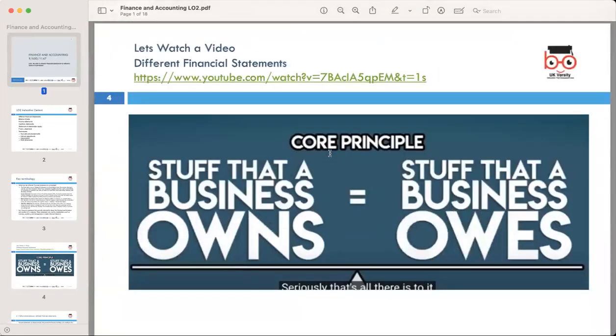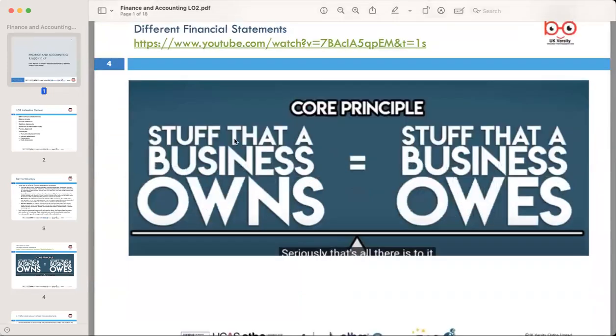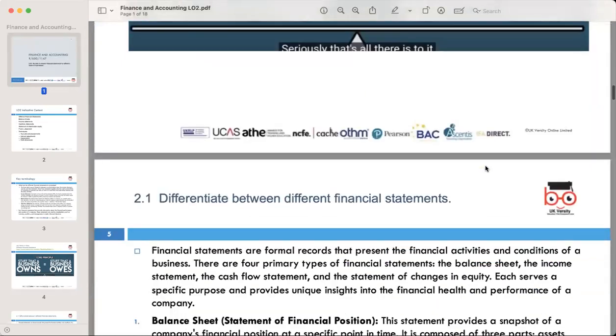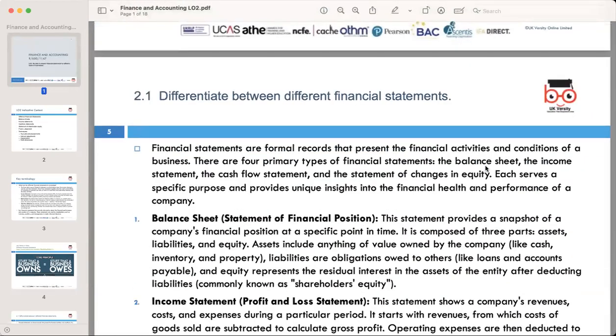The core principle is the stuff that a business owns and the stuff that a business owes. Differentiate between different financial statements. Financial statements, as we discussed, are important documents that provide a comprehensive view of a company's financial activities and overall condition.